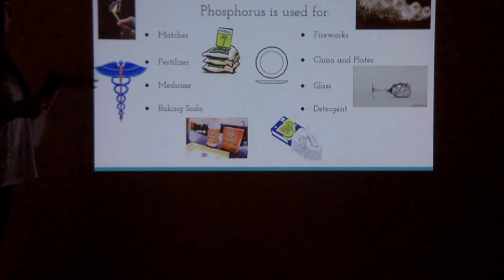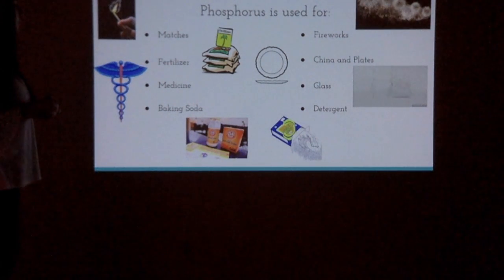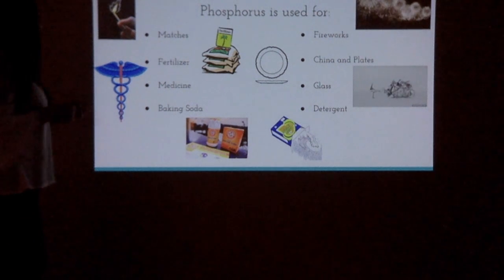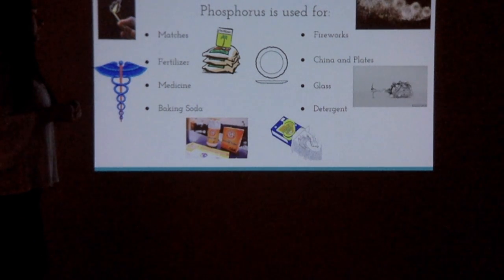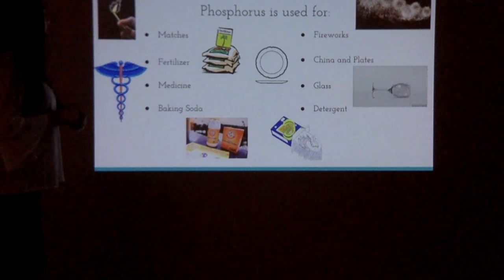Now, phosphorus is used for things such as matches, fertilizer, medicine, baking soda, fireworks, china and plates, glass, and detergent.